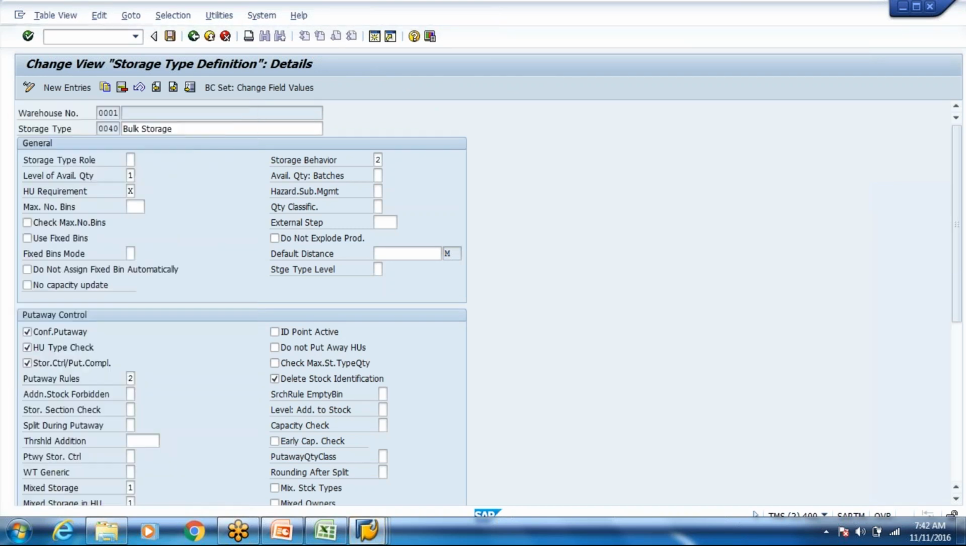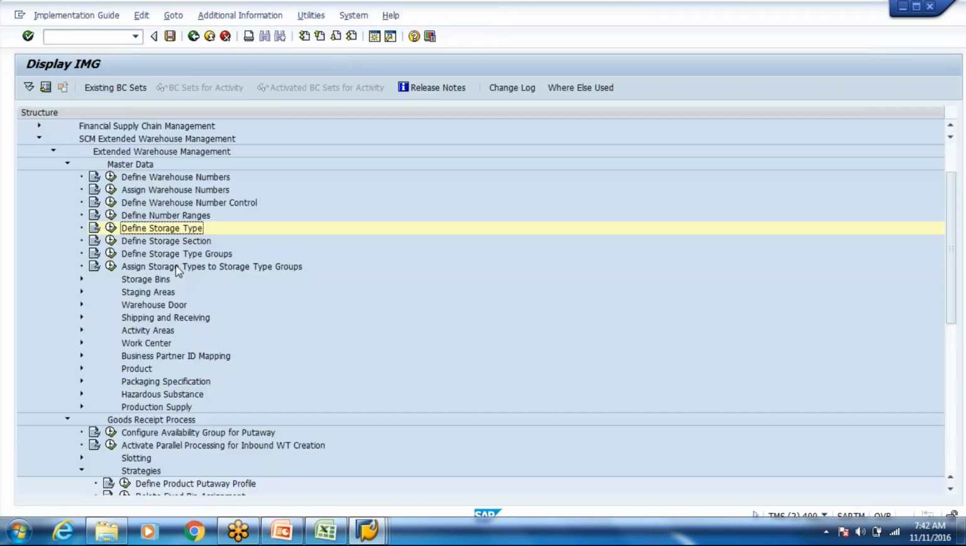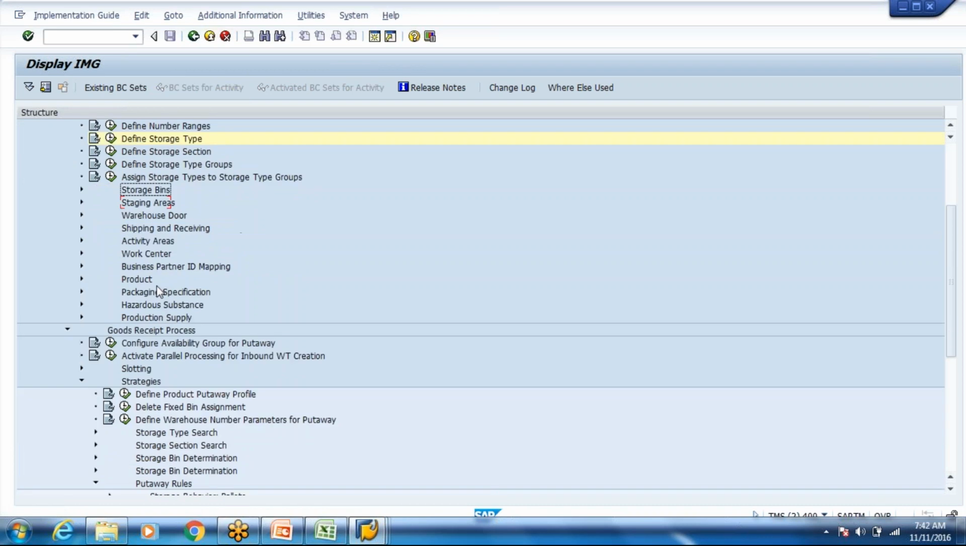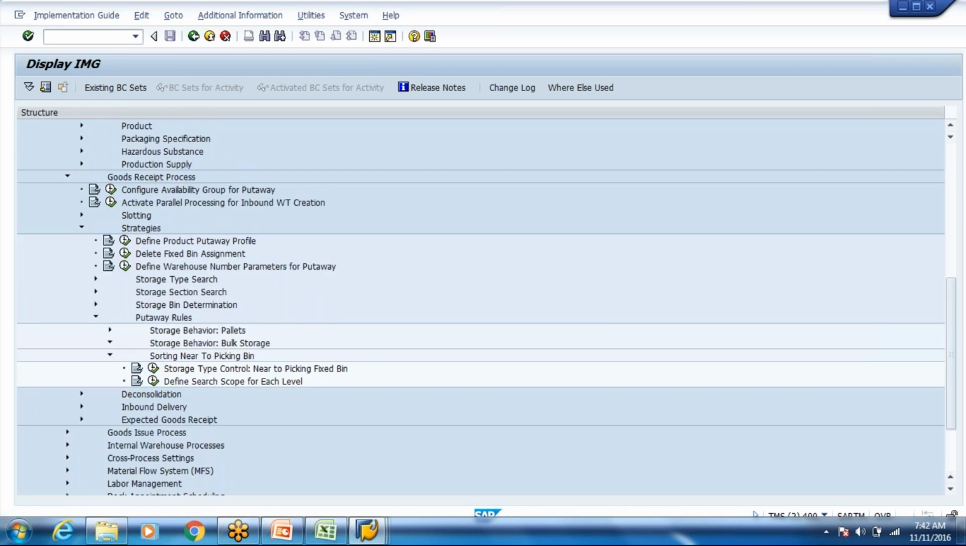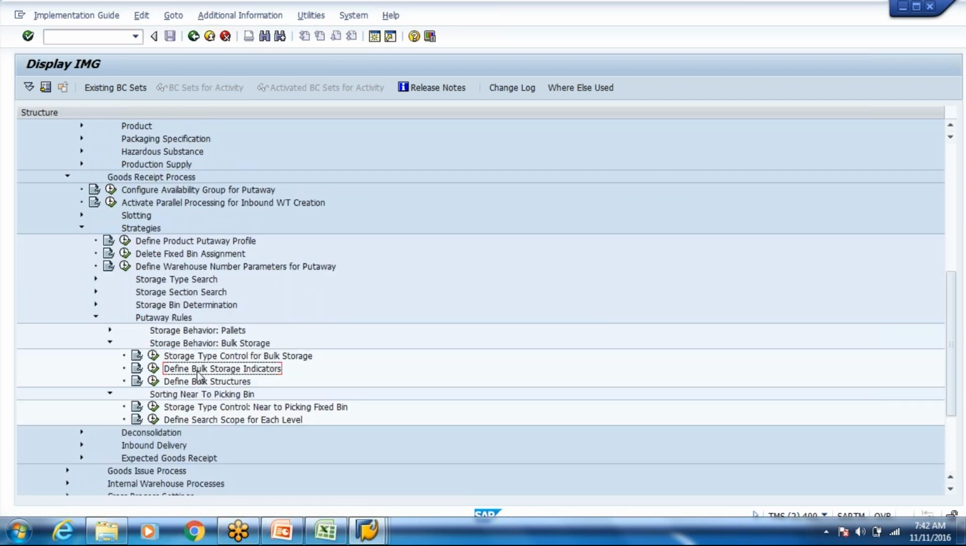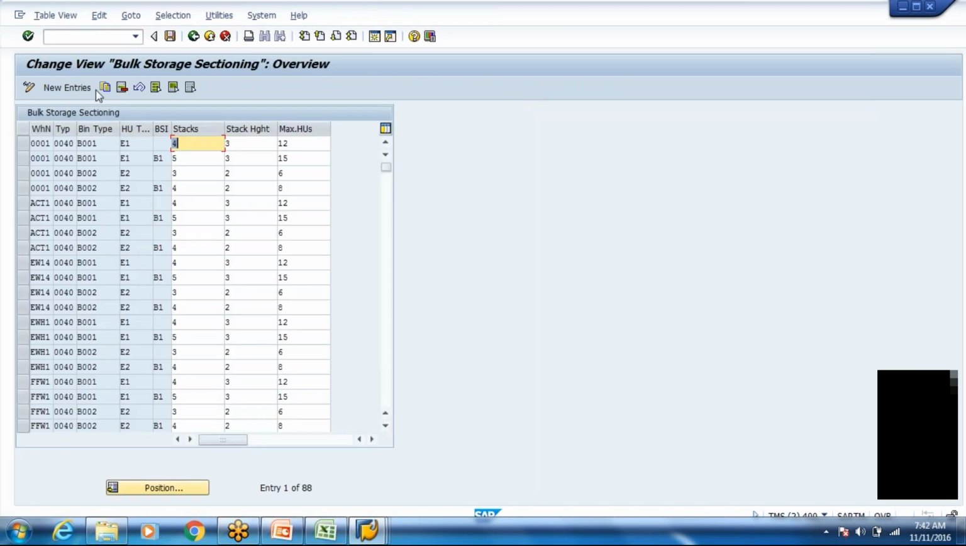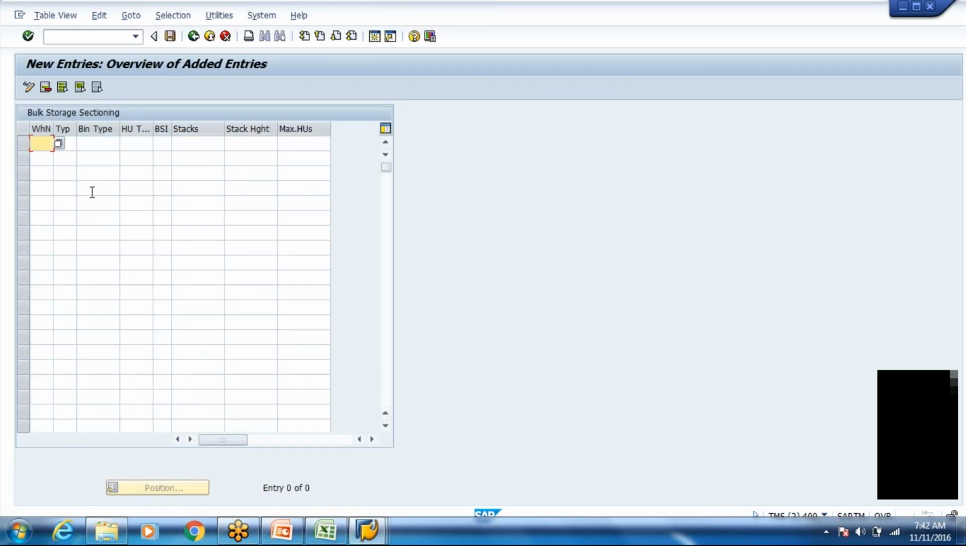because that's where we use handling units only. So next, we come here and define a bulk storage indicator so that we can maintain the product. We just have one product, so we are not going to create an indicator. And then what we are going to do is define a bulk structure. The same thing I'm going to copy paste here.